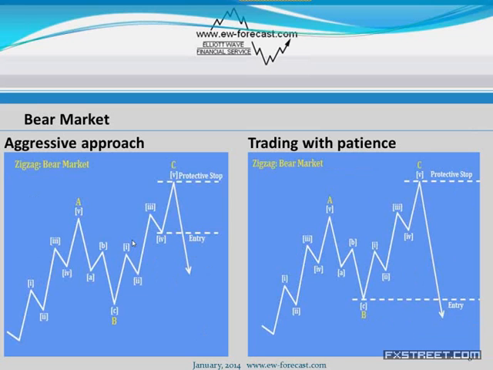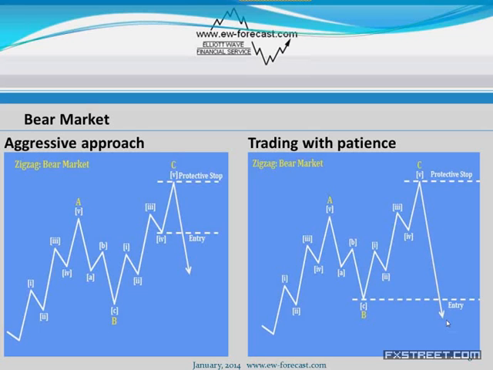Okay, same thing in a bearish market. If you look, it's just reversed. It is again a zigzag pattern, ABC, and basically the same positions: wave 4 of wave C, and protective stops are there. So again, it gives you a chance to choose, depending on your mentality or trading approach.